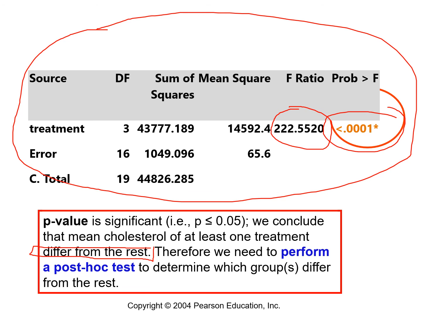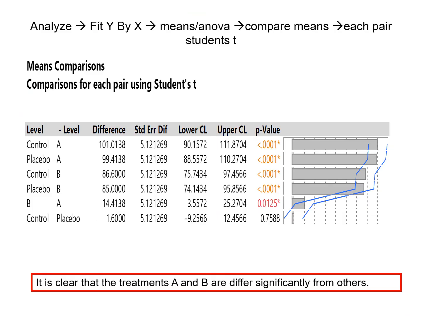If the p-value is significant, we need to identify which group or groups are different. That means going further, performing a post hoc test. Here is the post hoc test. It is like a t-test for each pair of independent samples. For example, let us say the four groups are treatment A, treatment B, control group, and group given placebo. So we have four treatments: treatment A, B, control means nothing, and given placebo.